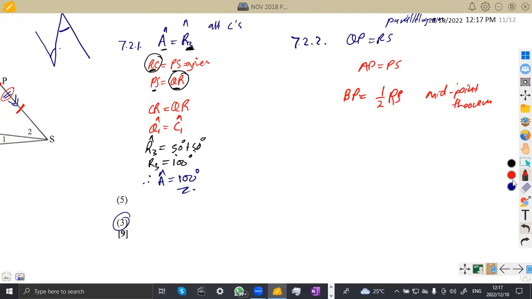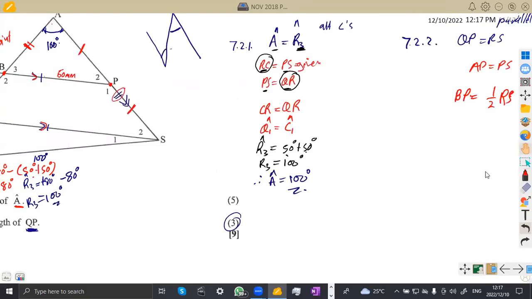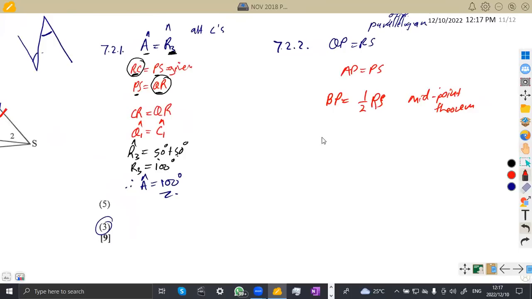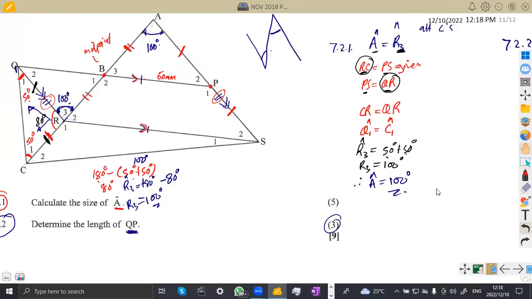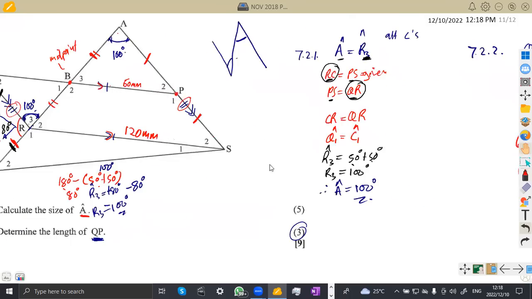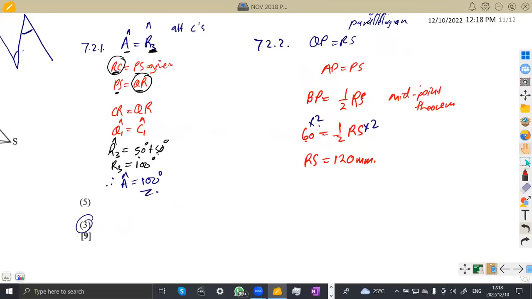If this is half of RS, that means we can find RS because BP is already given as 60 millimeters. So BP, 60 millimeters, is equal to half of RS. To find RS, simply multiply both sides by 2. So RS is going to be 60 times 2, which is 120 millimeters. That is the length of RS here. But remember what we said about the parallelogram: RS and QP are equal. So therefore, our QP is also 120 millimeters.